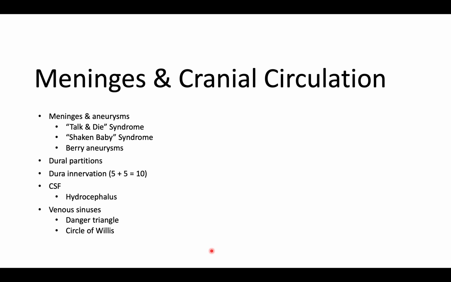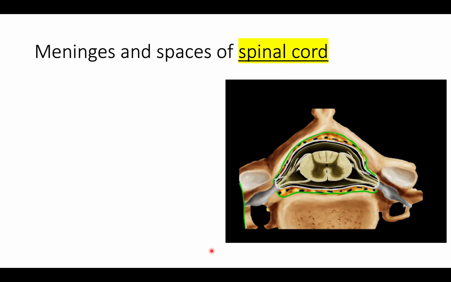Okay, so now we're going to talk about the meninges and cranial circulation. We're going to talk about aneurysms, specifically talk and die syndrome, shaken baby syndrome, and then berry aneurysms. And then we're going to go through and talk about dural partitions and innervation, and then the CSF and the venous sinuses.